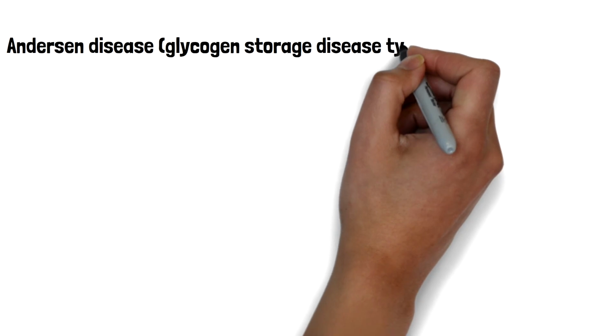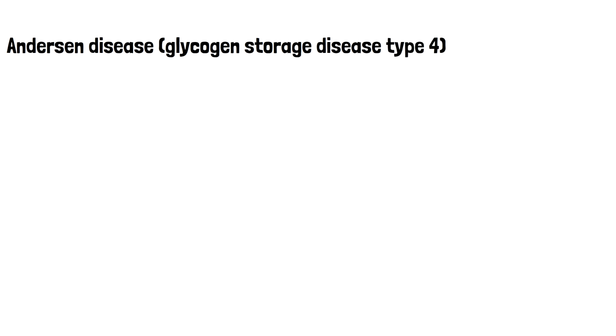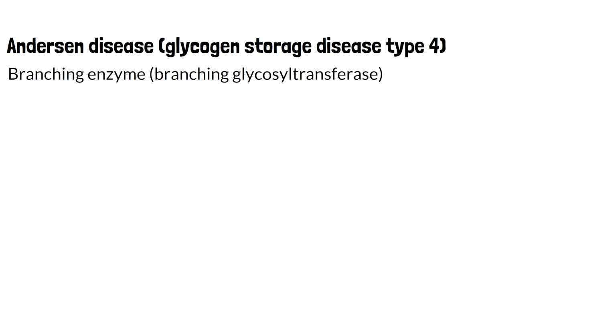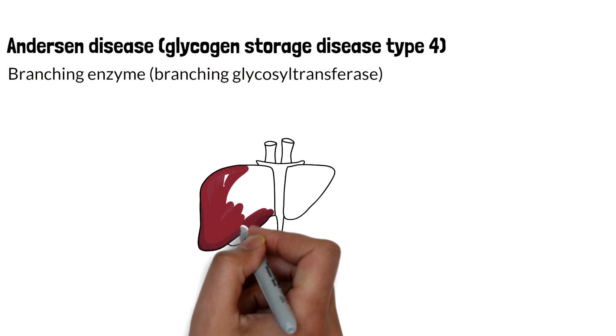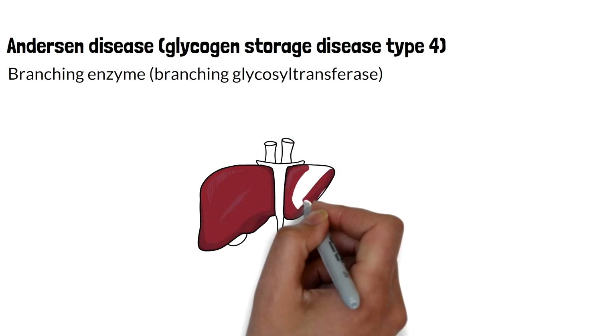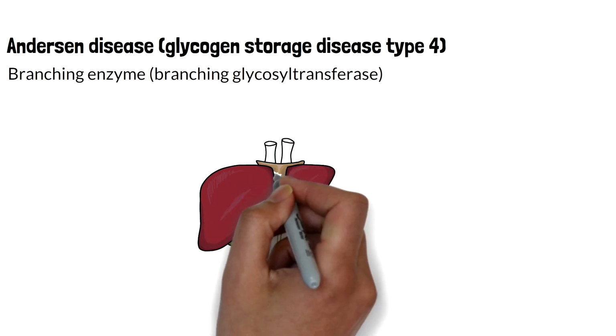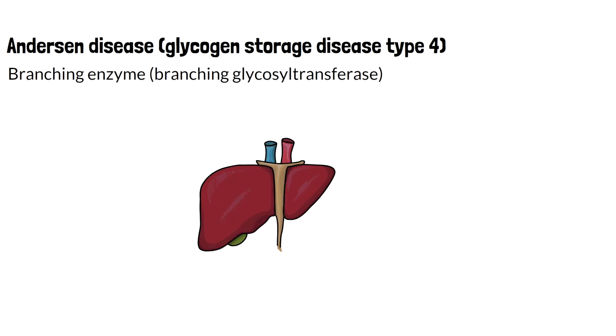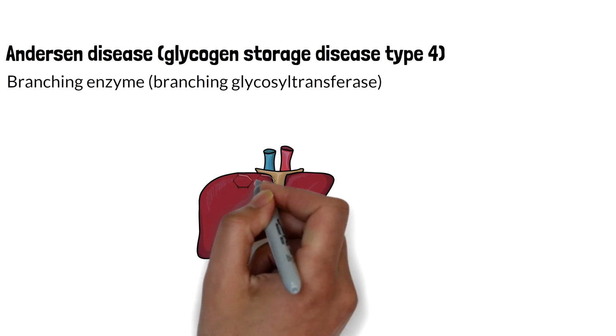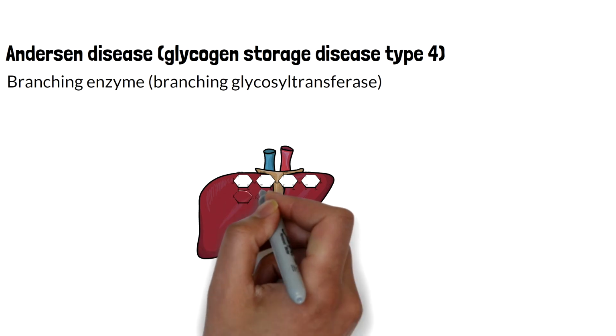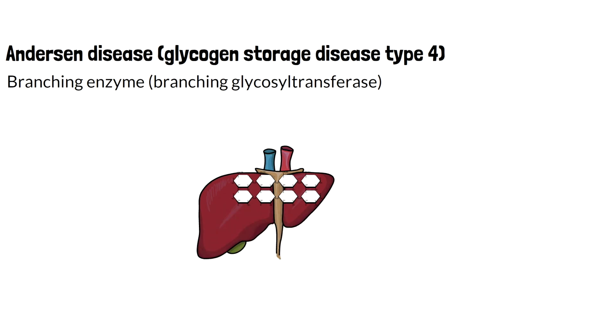Another disorder associated with glycogen storage disease is Anderson disease, known as type 4 glycogen storage disease. This is caused by a genetic defect in the branching enzyme, known as glycosyltransferase. The defect causes the inability of the enzyme to branch the glycogen structure by forming 1,6-glycosidic bonds. This results in very long and linear glycogen structures.